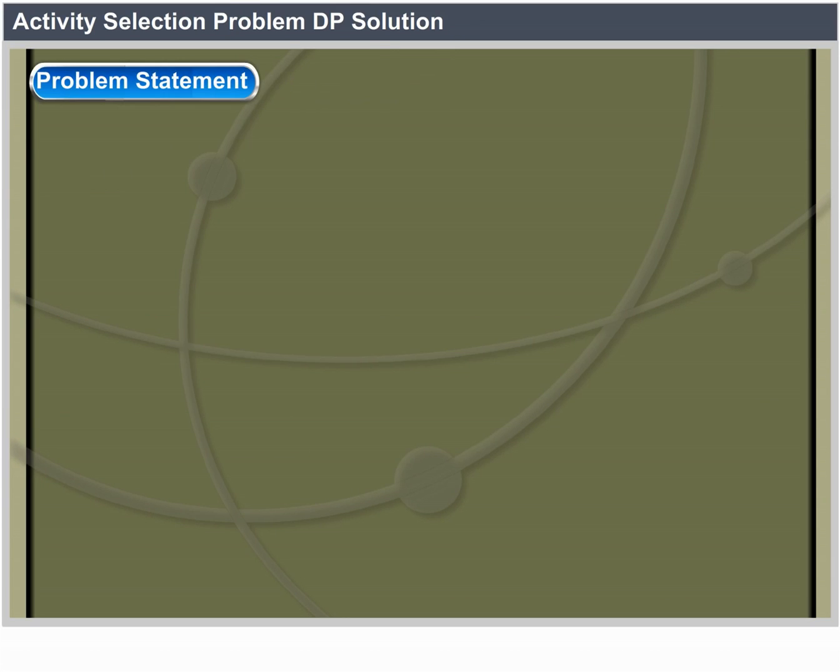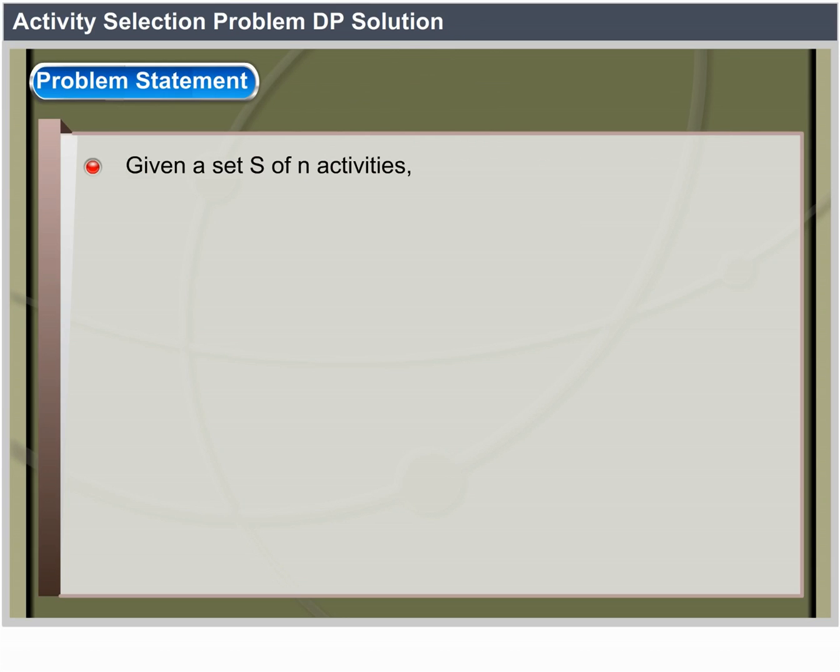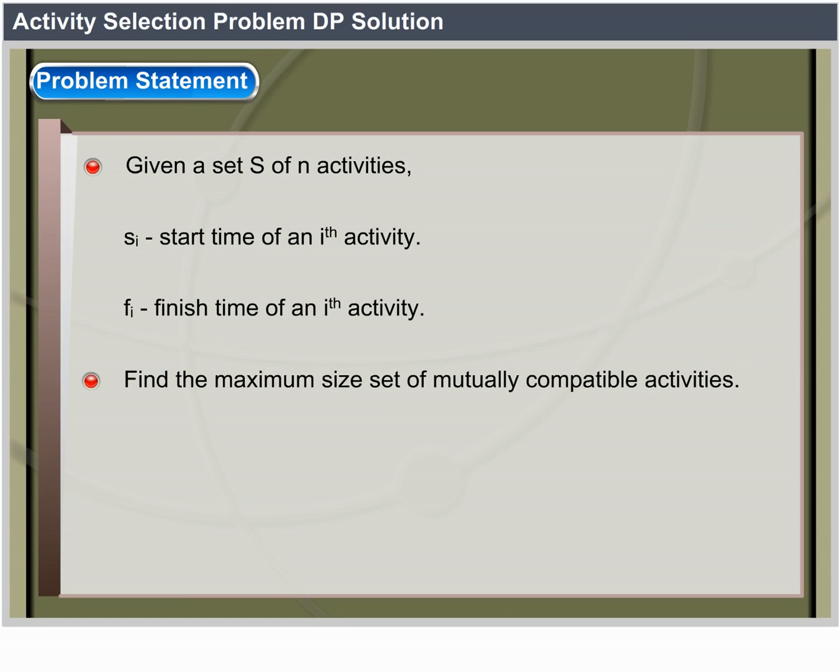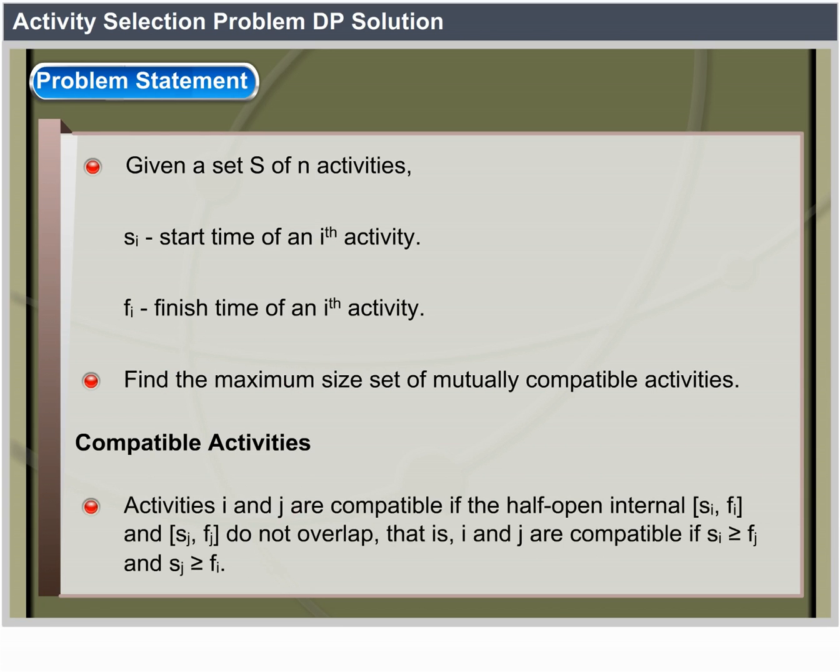Problem statement. Given a set S of n activities, si is the start time of the ith activity, fi is the finish time of the ith activity. Find the maximum size set of mutually compatible activities. Compatible activities: activities i and j are compatible if the half-open intervals [si, fi) and [sj, fj) do not overlap. That is, i and j are compatible if si is greater than or equal to fj or sj is greater than or equal to fi.